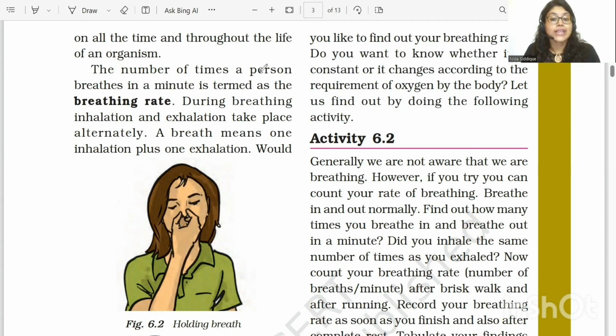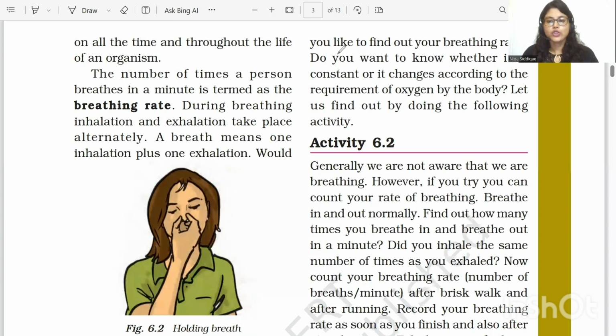Now, the number of times a person breathes in a minute, एक मिनट में हम कितना सांस ले सकते हैं, जितना normally हम सांस लेते हैं, that is called the breathing rate. So during breathing, inhalation and exhalation take place alternatively. एक बार inhale करेंगे, एक बार exhale करेंगे. That means एक बार हम सांस अंदर लेंगे, एक बार बाहर छोड़ेंगे, right? So one breath will consist of one inhalation plus one exhalation. एक बार inhale करना और फिर exhale करना will form one breath.